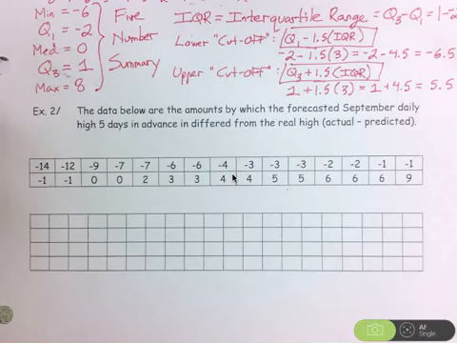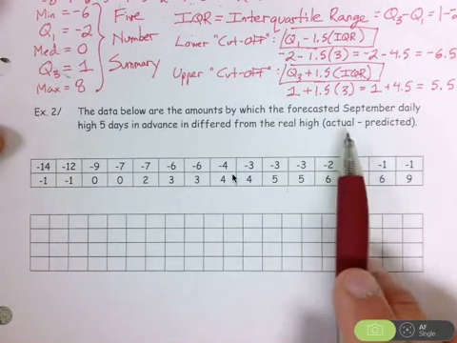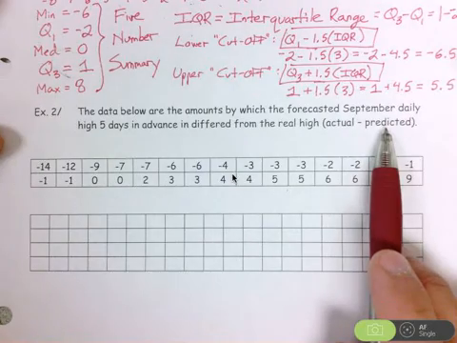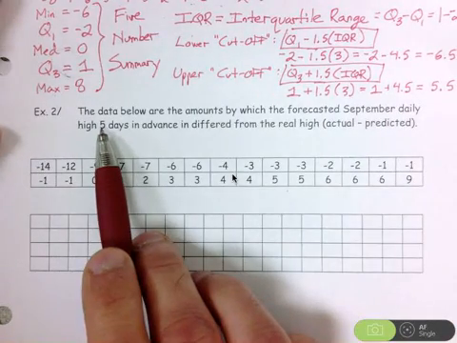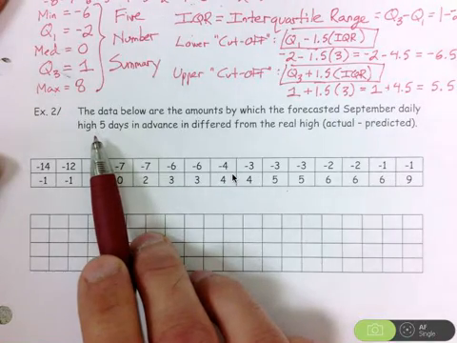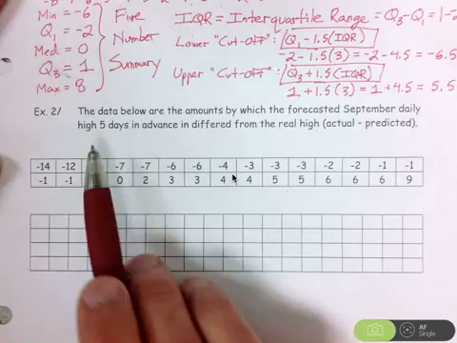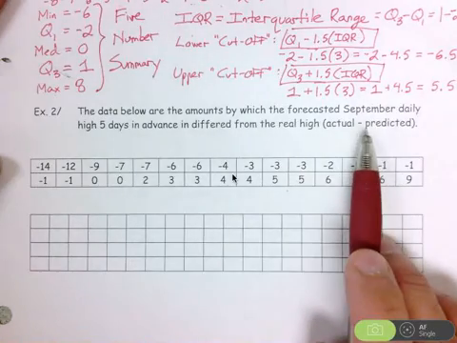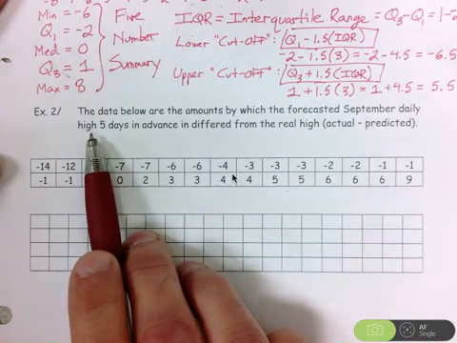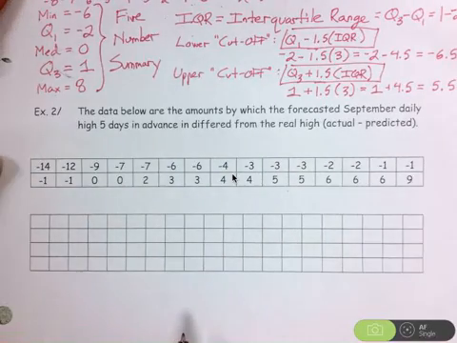Hi there. Let me do the second example with you. So these are the data that represent the difference between the actual high and the predicted or forecast high 5 days in advance. So if you recall, when we used these data previously, there was a lot more variability in the errors in prediction 5 days in advance compared to 1 day in advance, and we're certainly going to be able to see that here in just a moment.